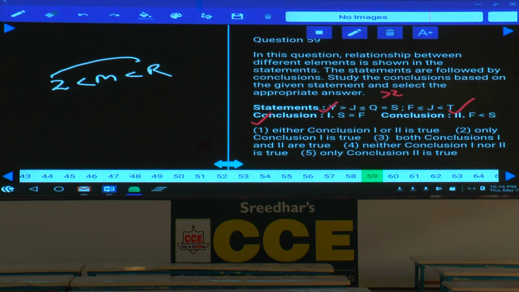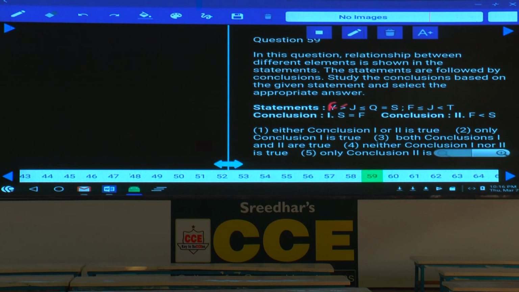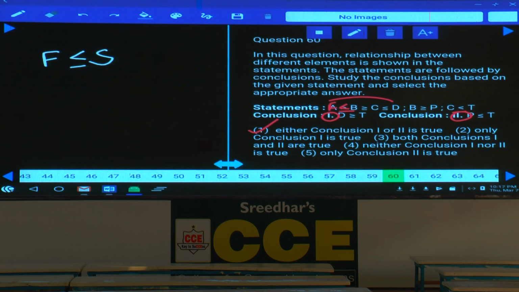Then coming to 59. Now the relation between S and F. If you observe here, both the conclusions are between S and F only, isn't it? Now S is here, F is here. The element which is common is J. Hence F lesser than or equals to J and J lesser than or equals to Q equals to S. Hence between F and S, what is the final conclusion? F is either lesser than or equals to S. Hence it can be lesser than or it can be equals to. Hence either 1 or 2, choice 1. Done with this, question number 59, choice 1 is the answer.